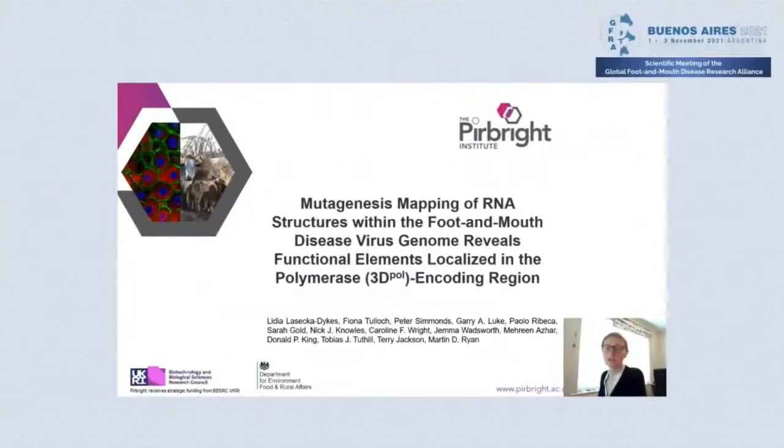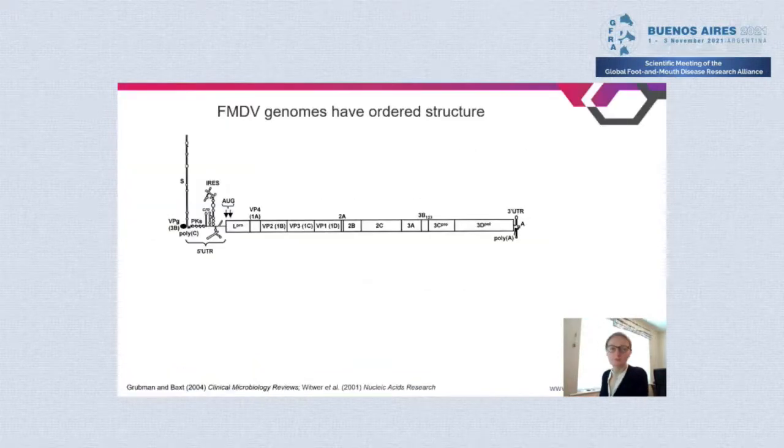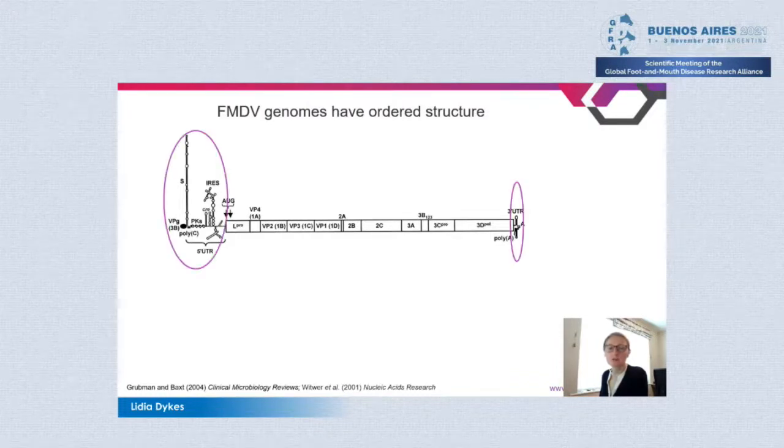My name is Lydia Dykes, and today I will tell you how mutagenesis mapping led to discovery of novel functional RNA structures localized within the genome of FMDV. FMDV genomes aren't linear, and several RNA structures have been well characterized for the untranslated regions, such as the S fragment, pseudoknots, CRE, IRES, or SL1 and SL2, all playing a role in replication of FMDV.